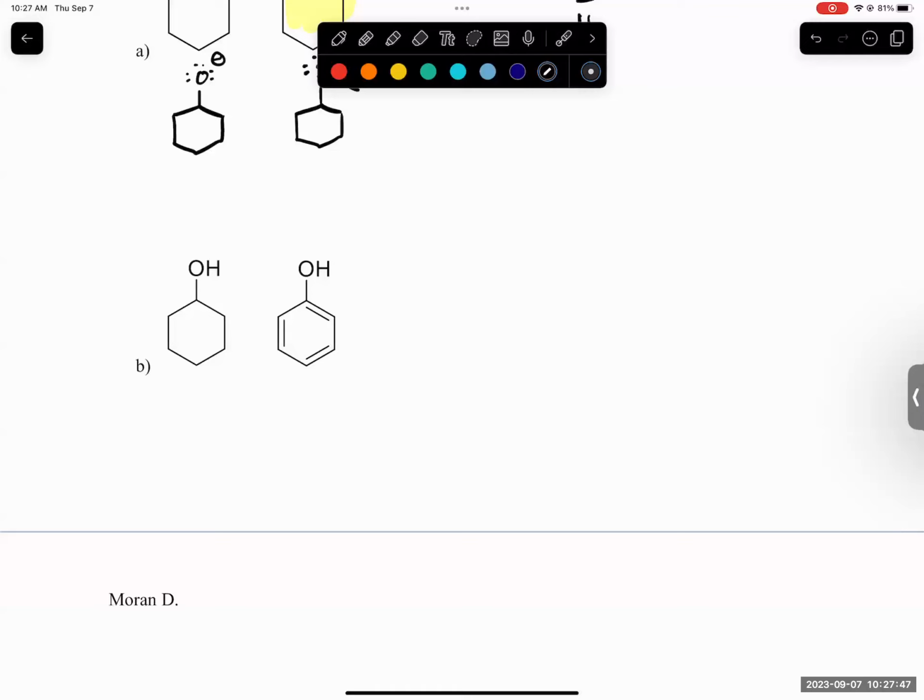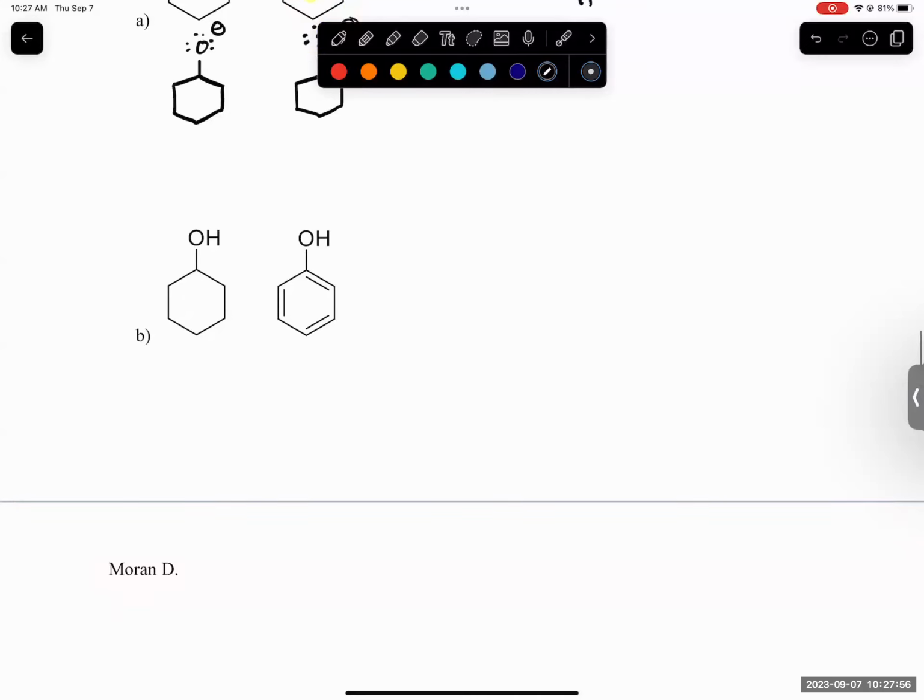All right, let's do B. So I'm asking y'all, how acidic are these compounds? What do y'all draw out? Yeah, conjugate base. So this one turns into the same thing that we had earlier. I'm going to stop drawing lone pairs because y'all need to get used to not seeing lone pairs and just negative charges. Okay. So what do we use to determine the stability of the conjugate base?